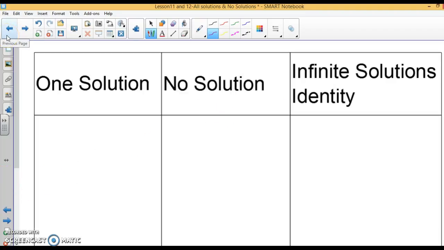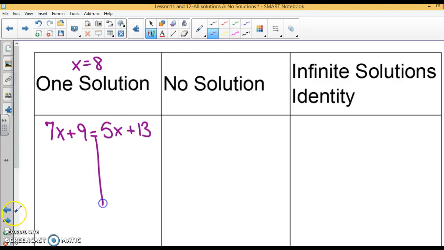All right. Today, we are talking about special solutions. In your notes, one solution means you're going to get something like x equals 8. Every problem that we have solved up till this point, you have ended up getting x equals a number. Now, write down this example. 7x plus 9 equals 5x plus 13.